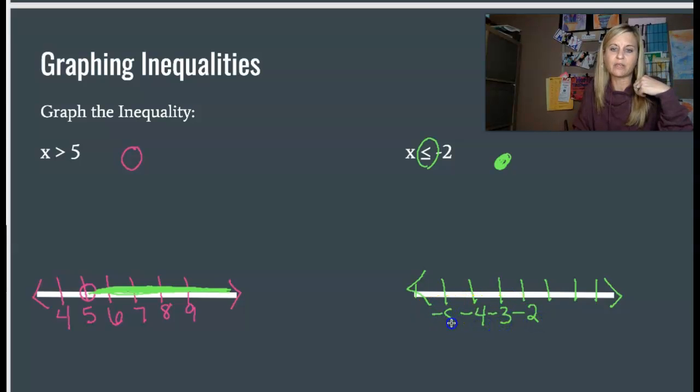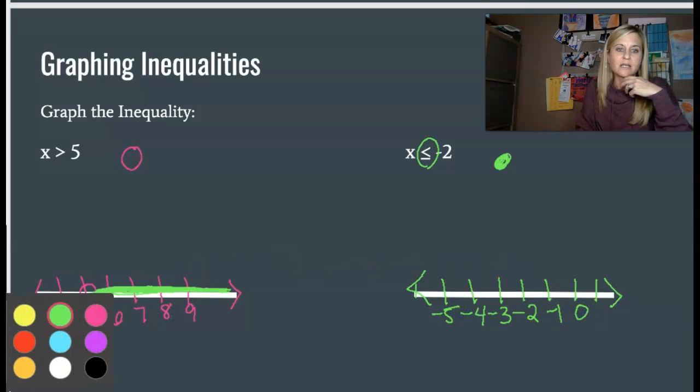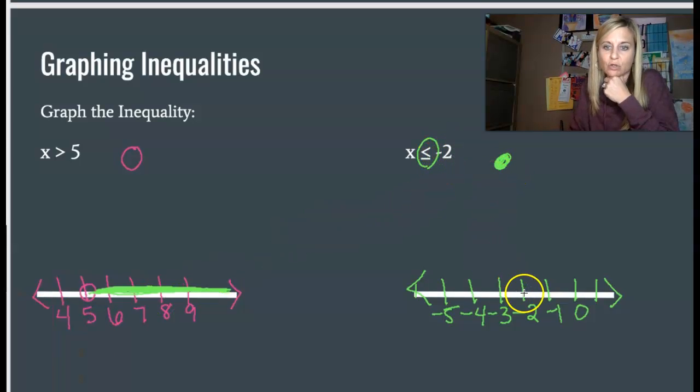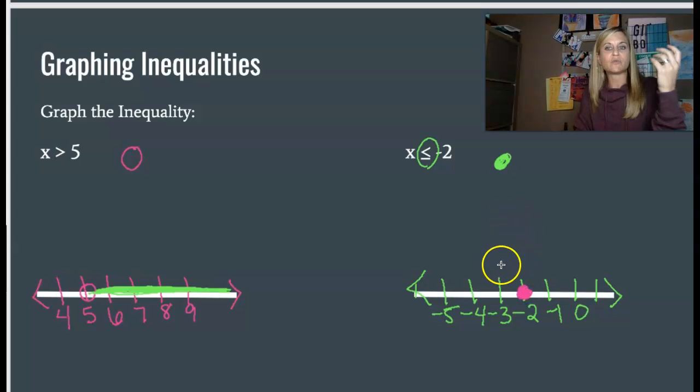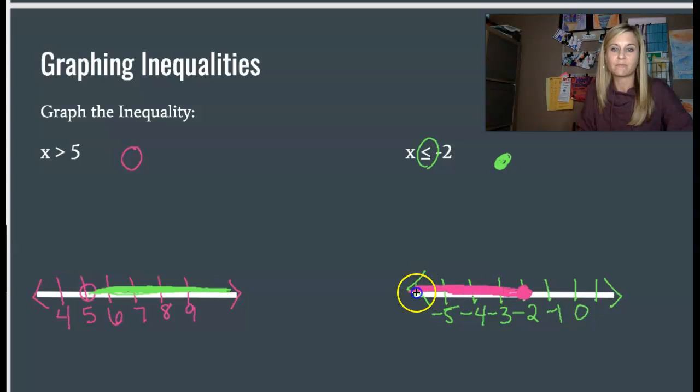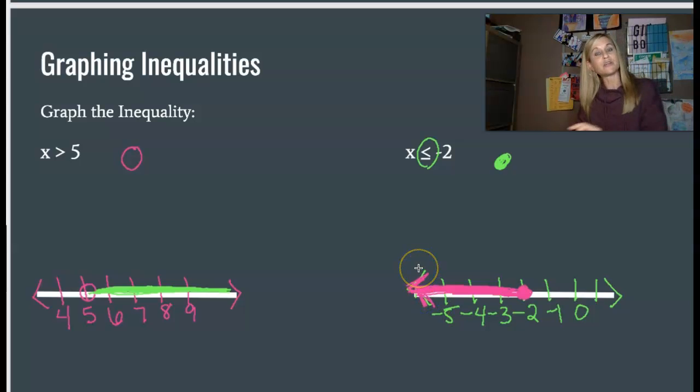And you are going to put a closed circle right here on -2. So make that a closed circle, that's important. And if x is less than -2, all the numbers that are smaller than -2 is what you're going to highlight. So we're making our line go this way this time. Okay? And that's how you graph inequalities.